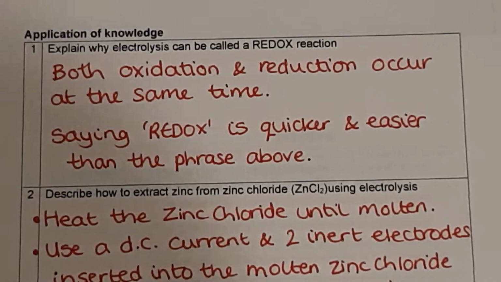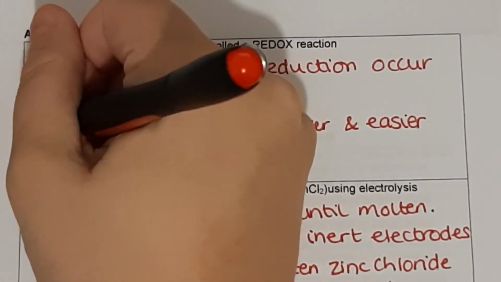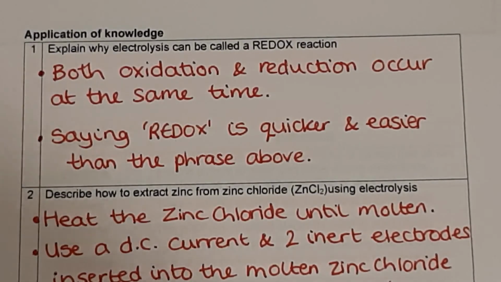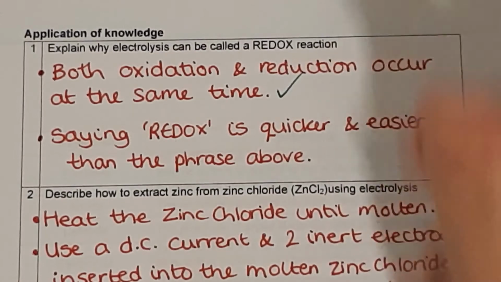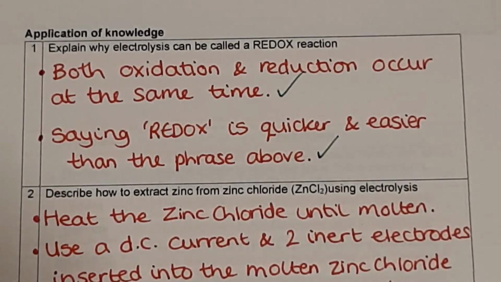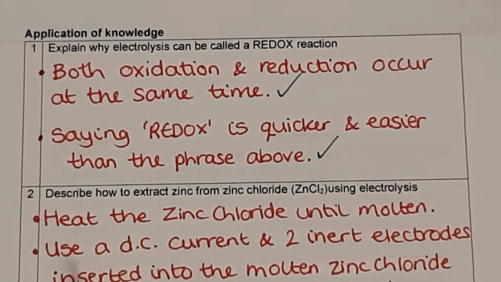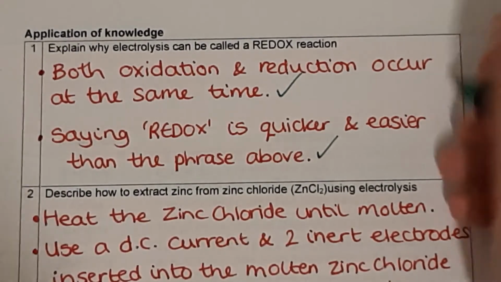Okay, so let's go through those. Question 1, explain why electrolysis can be called a redox reaction. Well, first of all, it's a redox reaction because both oxidation and reduction occur at the same time. If you've written that, you can have a mark. Saying redox is much quicker and easier than saying the phrase above. You can have a second mark if you've written that. So to say redox is quicker or easier than saying this statement here, which is quite long-winded, because redox means that. So that's out of 2.